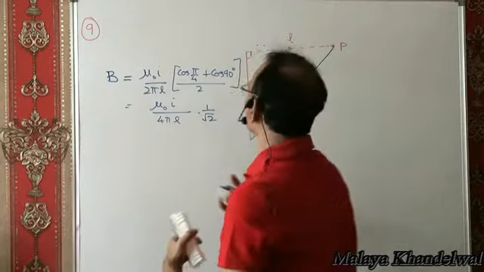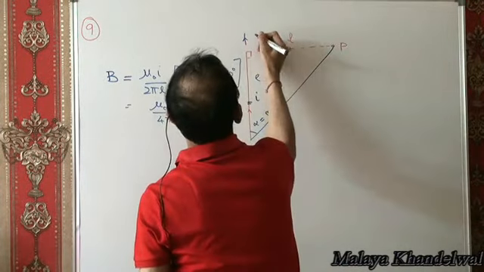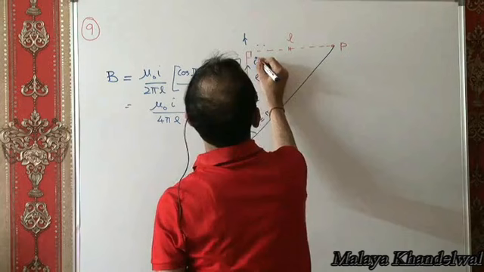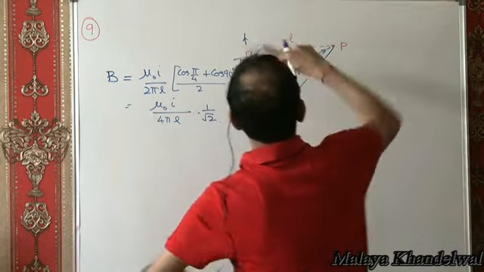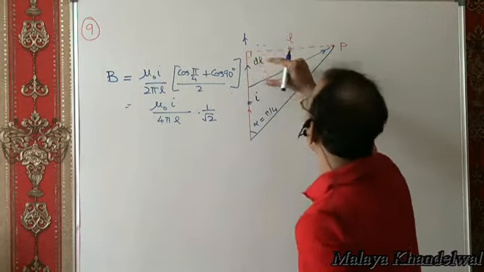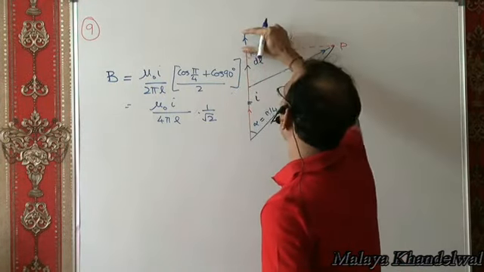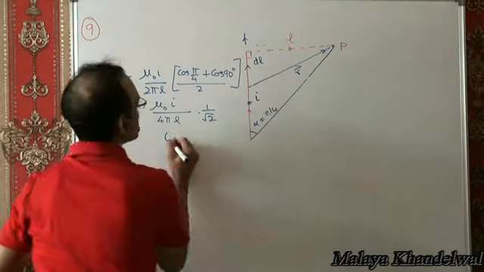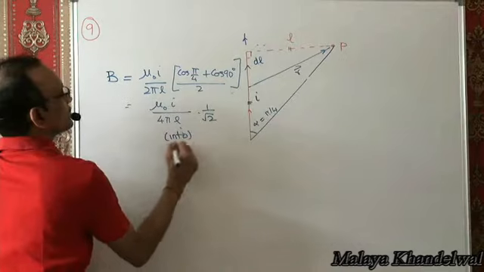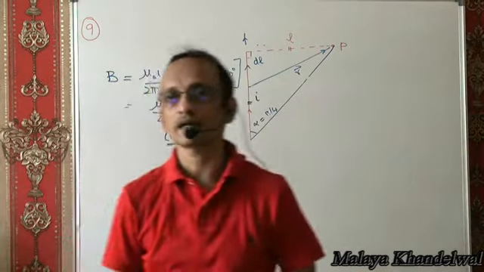And what's the direction of this field? Very clearly, our DLs are like this. These are our DLs and these are our Rs. So DL cross R is into the plane of the board. So every DL that constitutes this current carrying wire, the DL cross R is going to be into the plane of the board. So this magnetic field is into the plane of the board. Yes or no? Right? Thank you.